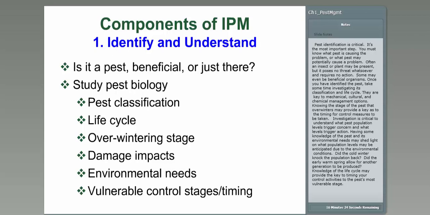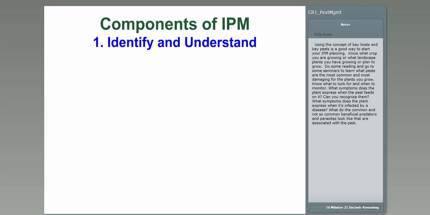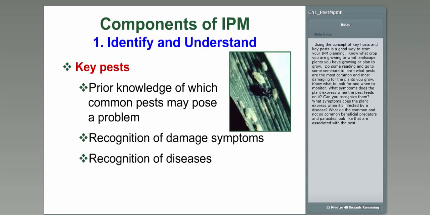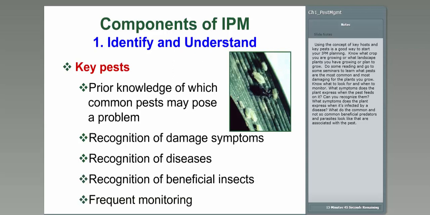Using the concept of key hosts and key pests is a good way to start your IPM planning. Know what crop you are growing or what landscape plants you have growing or plan to grow. Do some reading and go to some seminars to learn what pests are the most common and most damaging for the plants you grow. Know what to look for and when to monitor. What symptoms does the plant express when the pest feeds on it? Can you recognize them? What symptoms does the plant express when it's infected by a disease? What do the common and not so common beneficial predators and parasites look like that are associated with the pest?